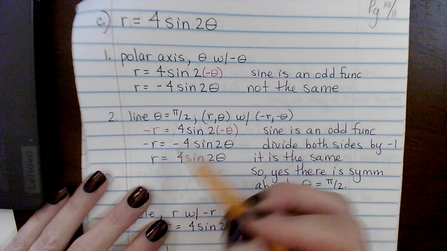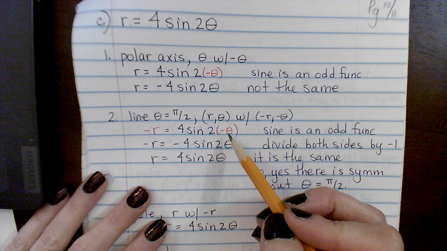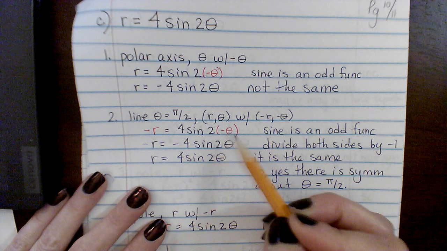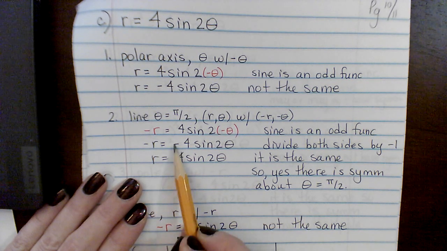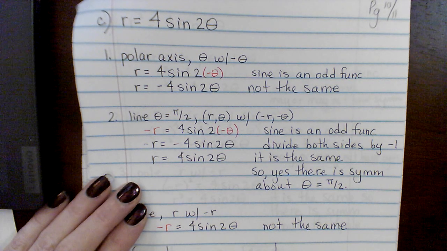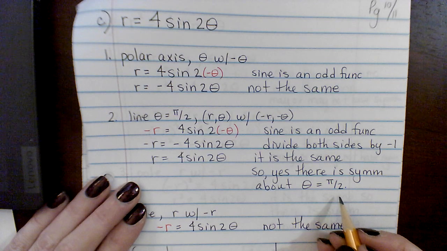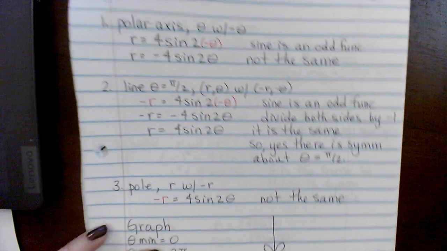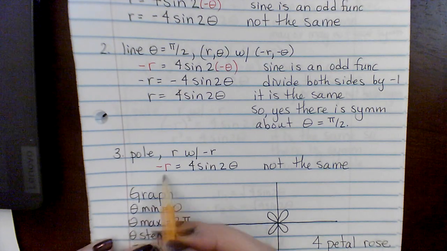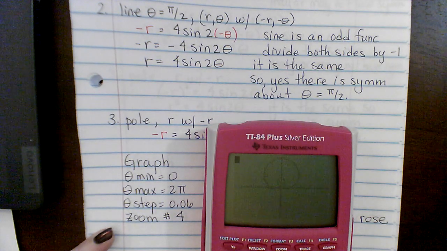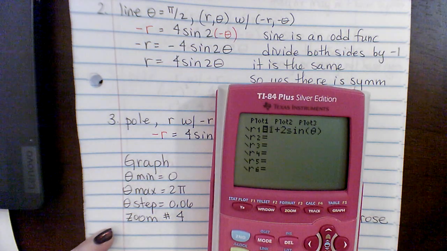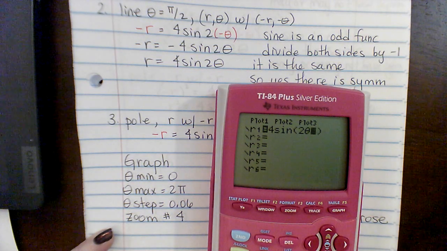All right, let's change the r and theta. So if I put negative theta here, the sine function's odd, so that negative is going to come out in front. But check it out. Those two negatives are going to divide off, and we get the same equation. So yes, we will have symmetry about the line theta equals pi over 2. Now remember, think of that as like the y-axis. And the pole, if we replace r with negative r, we get this, which is not the same, so the test is inconclusive. If we graph this, let's see, it was 4 times sine 2 theta.